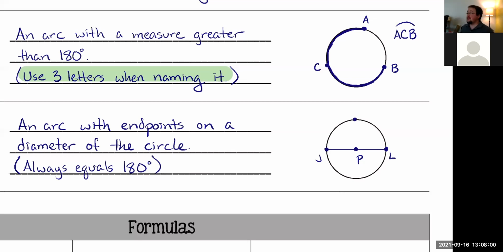And then here's the trick. Technically, you have two semicircles which make up the whole circle. So to know which side of the circle I'm on, I'm going to use a third point as well. So I'm going to use K here at the top to find semicircle JKL.